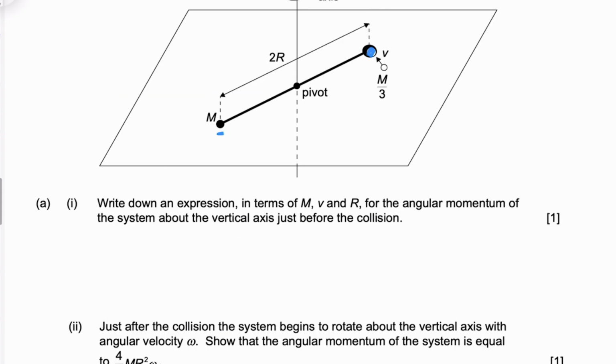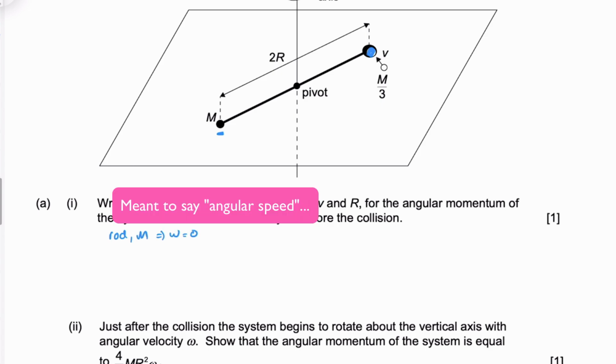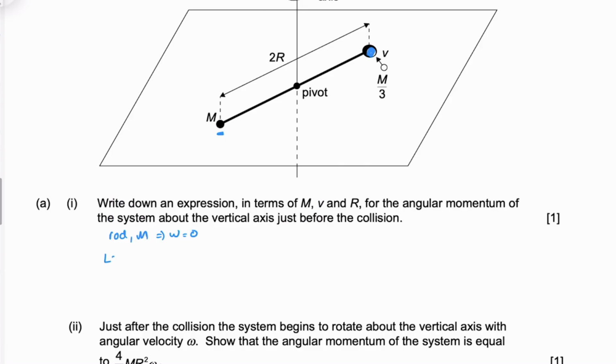Write down an expression in terms of m, v, and r for the angular momentum of the system about the vertical axis just before collision. Okay, just before collision, the rod and the mass m is travelling with 0 angular momentum. We know that angular momentum is I omega, and if omega is 0, then the angular momentum of the rod and the m is 0. So we don't have to worry about that. However, this mass here will have angular momentum, and let's work out what that is.